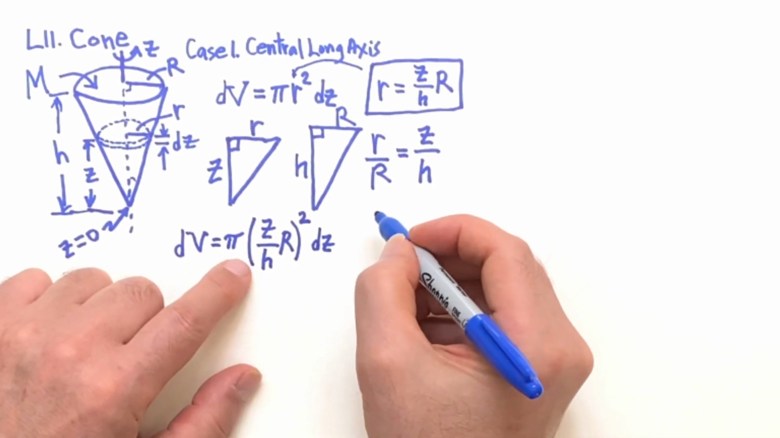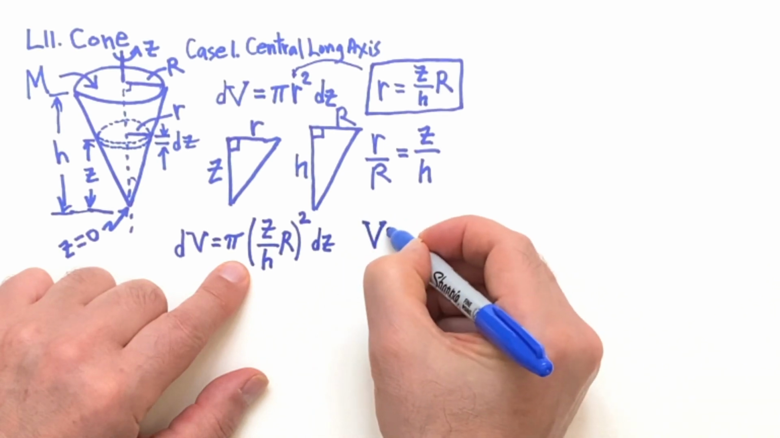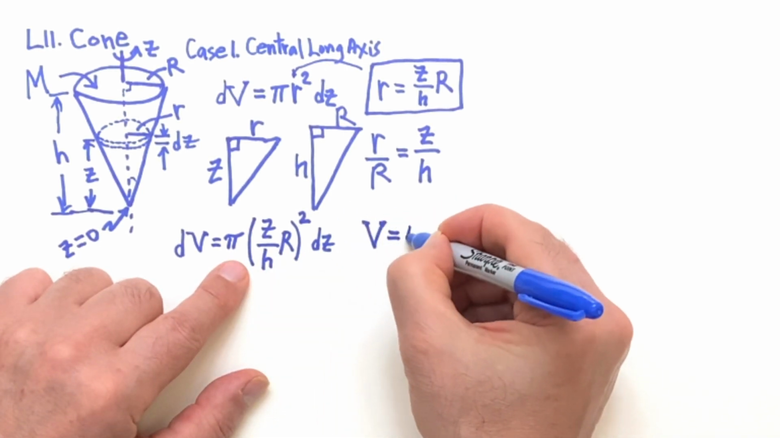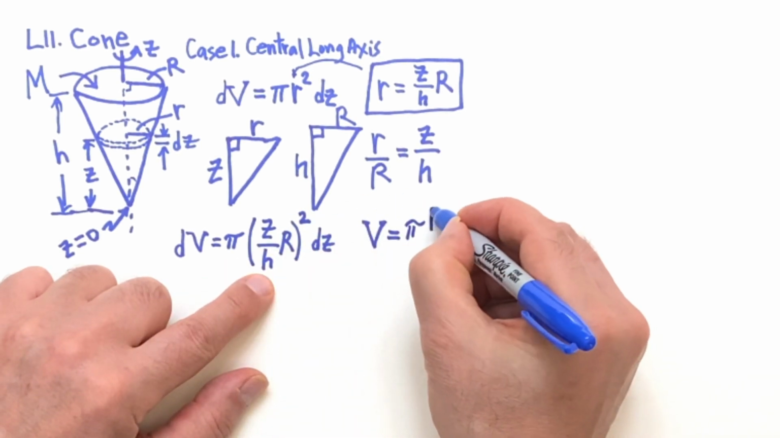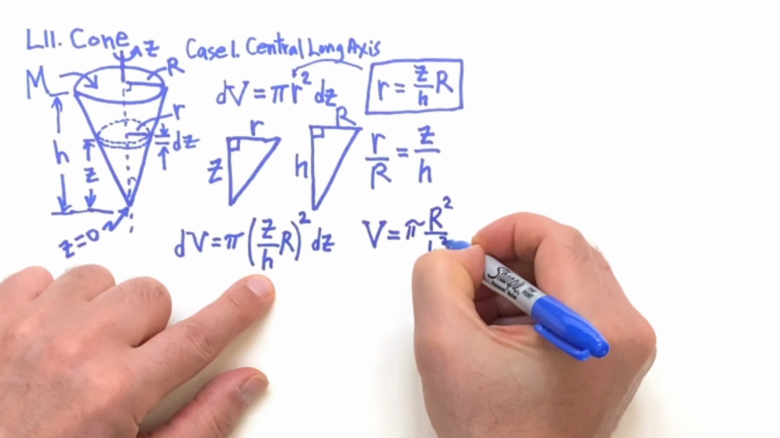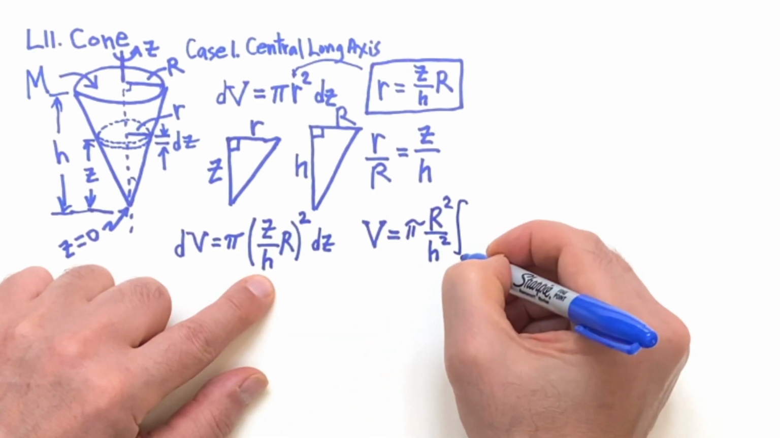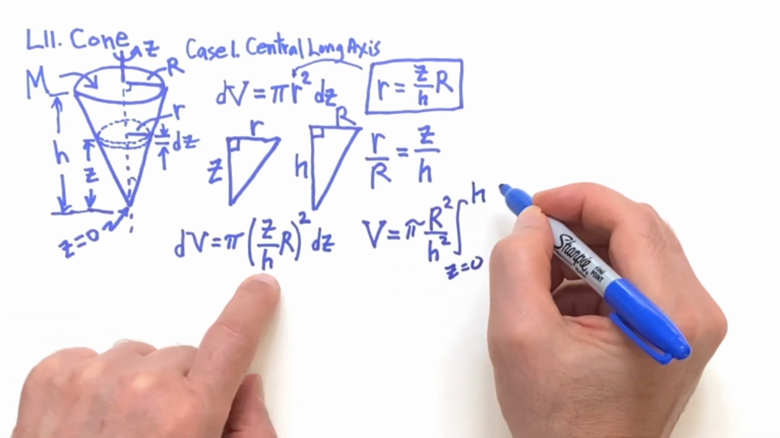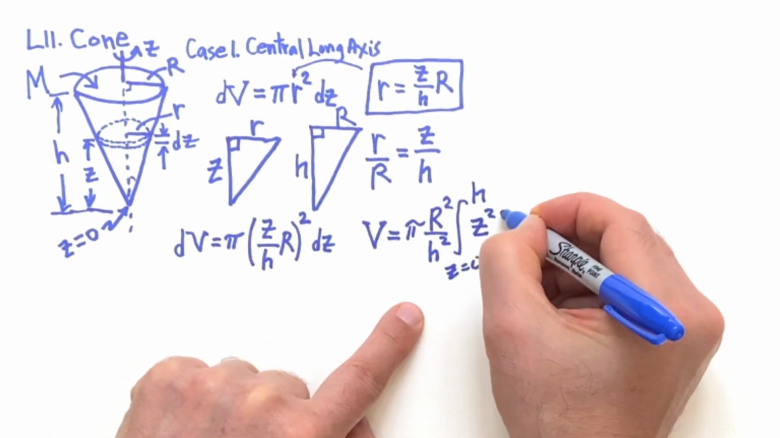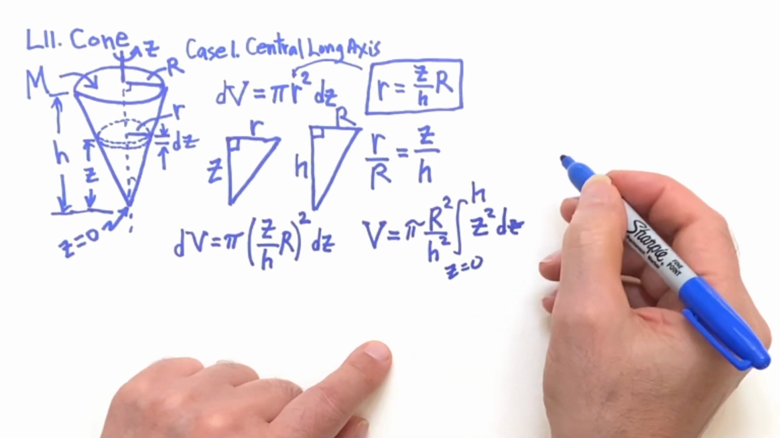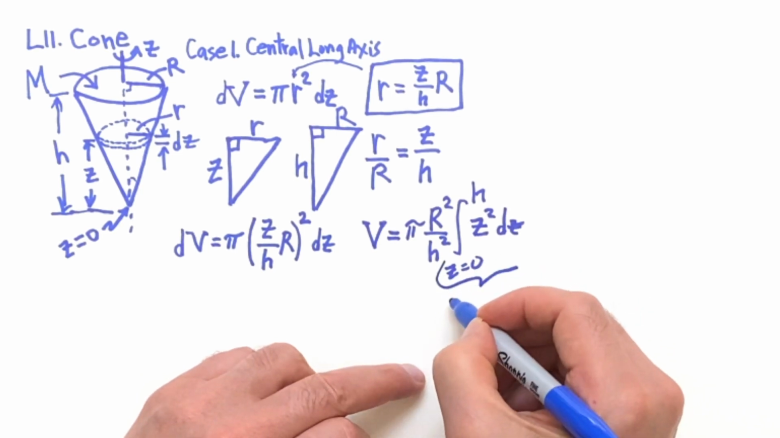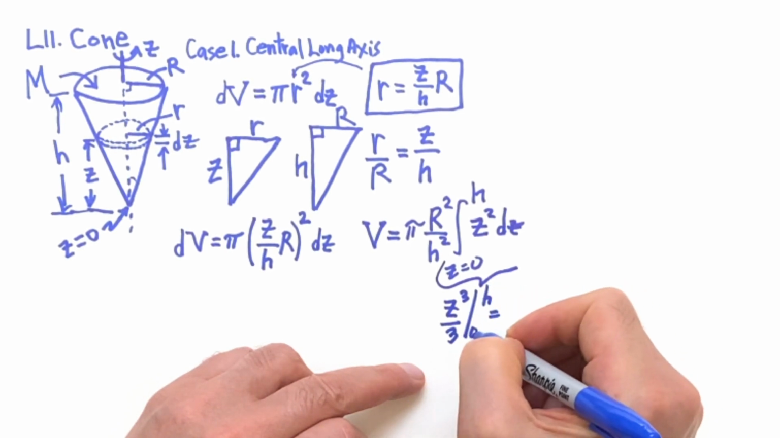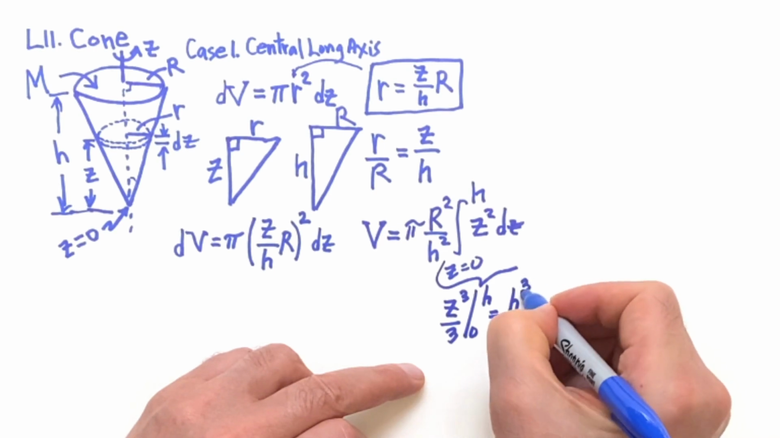So in this case, we're going to integrate the volume. To find the volume, we're going to integrate. And let's go ahead and put our constants out front. We have a pi out front. We have a big R squared over h squared comes out. And then we'll have the integration, and z is going to go from 0 up to h. And we have z squared, and that's the integral we need to do. Now this integral here is going to give us z cubed over 3 from 0 to h. The lower limit will give us 0, so we just put the upper limit in, h cubed over 3.